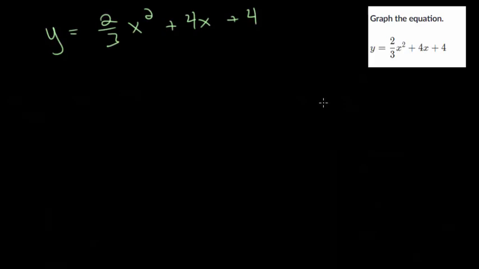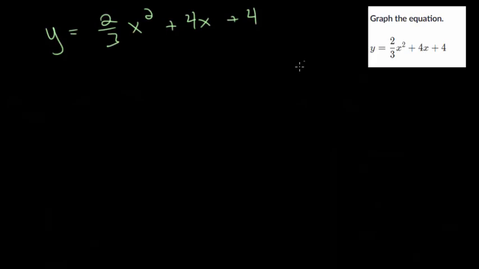Or once we have vertex form, we can just plot a point on either side of the vertex and then use symmetry to find a third point. So it really just depends on the scenario. But the most accurate way to do this is to find the vertex and then plot the intercepts as well.